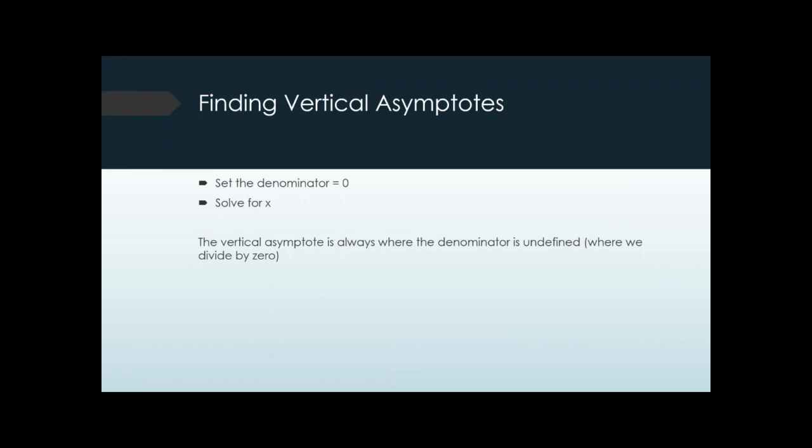So finding vertical asymptotes is actually quite simple. All you have to do is set the denominator equal to 0 and solve for x. That's all you do. And the vertical asymptote is always where the denominator is undefined, and that's where the denominator is equal to 0. So to find the asymptote, you just simply set it as 0, solve. So if you know how to solve for x, if we have quadratic x and we have it equal to 0, you know how to solve those by factoring and the quadratic formula. So finding vertical asymptote, quite simple.